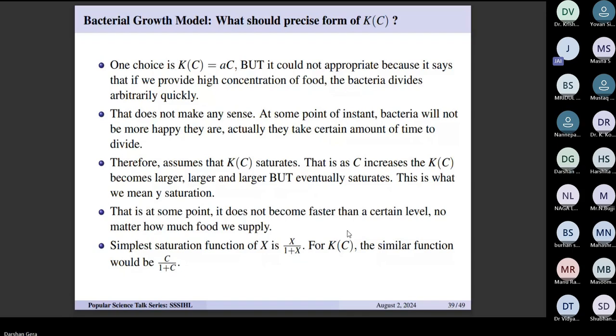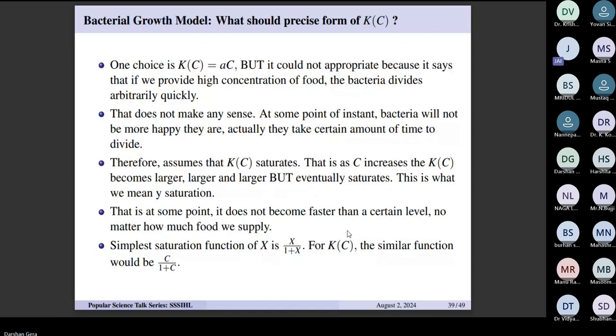So that means we have to use some saturating function for Kc. What is the simplest saturation function that you use, as a function of x upon 1 plus x? So in terms of C for Kc, the saturation function will actually be C upon 1 plus C.